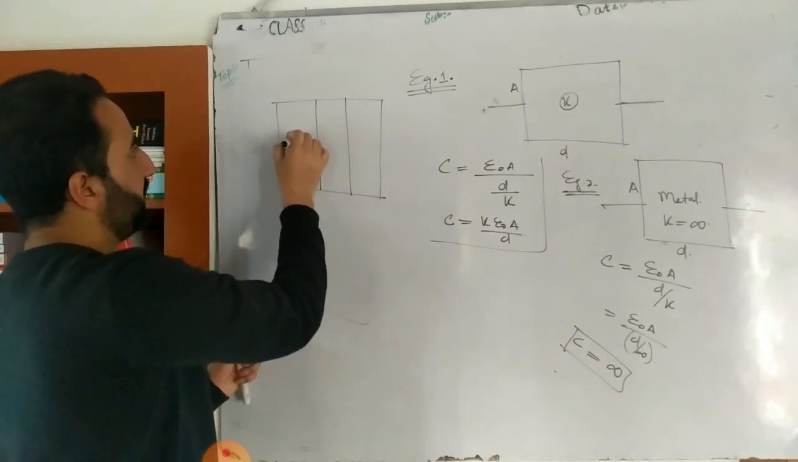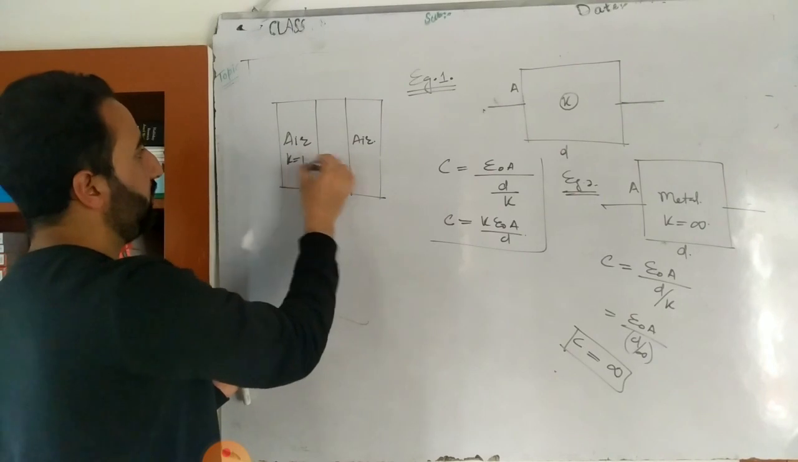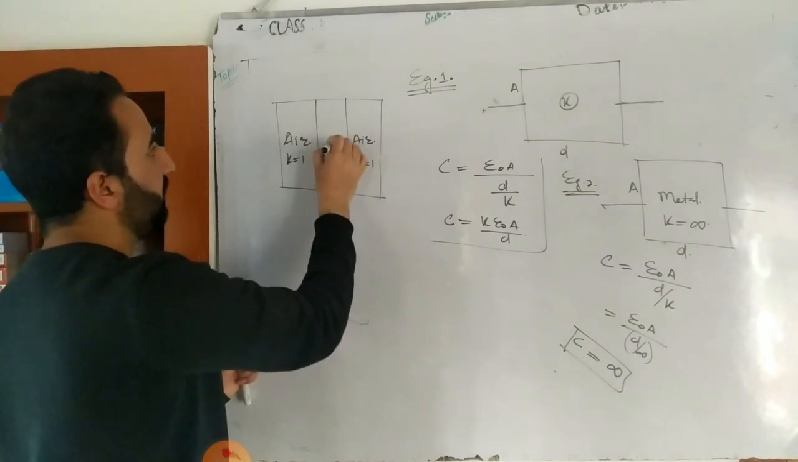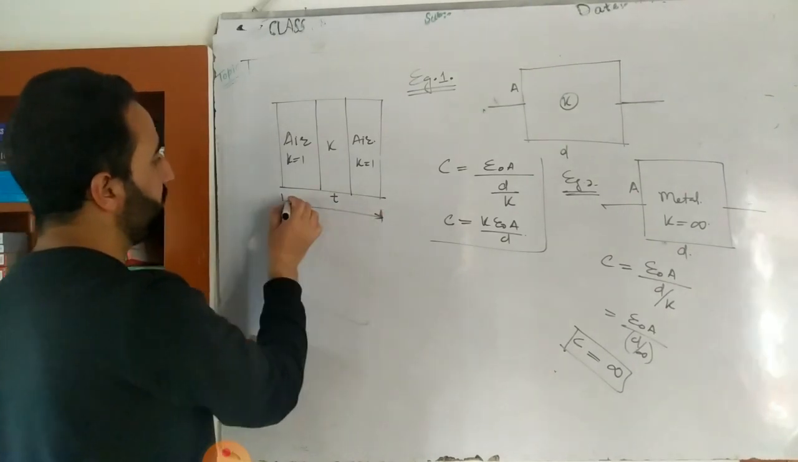Okay, so this plate here with iron. This also plate with the iron. So dielectric constant K is equal to 1. And this here has dielectric constant K. Its width is t. Separation between these two is equal to t.